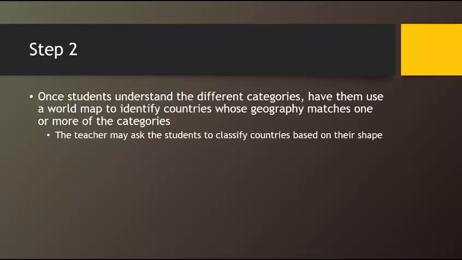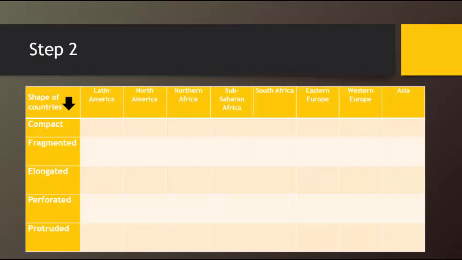A sample classification chart might look something like this, where you list the different types or shapes or morphologies of the different countries on the left column and the regions over the top. Here you see Latin America, North America, Northern Africa, Sub-Saharan Africa, South Africa, Eastern Europe, Western Europe, and Asia.